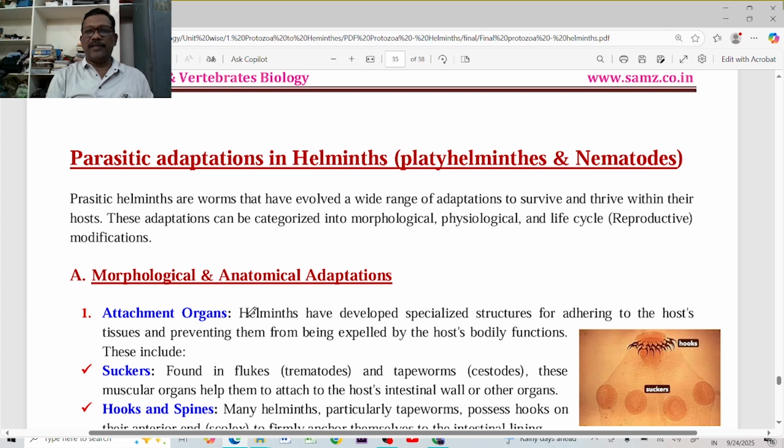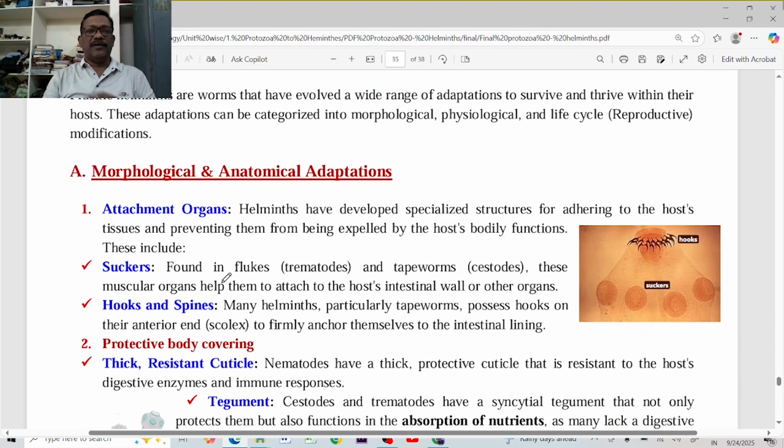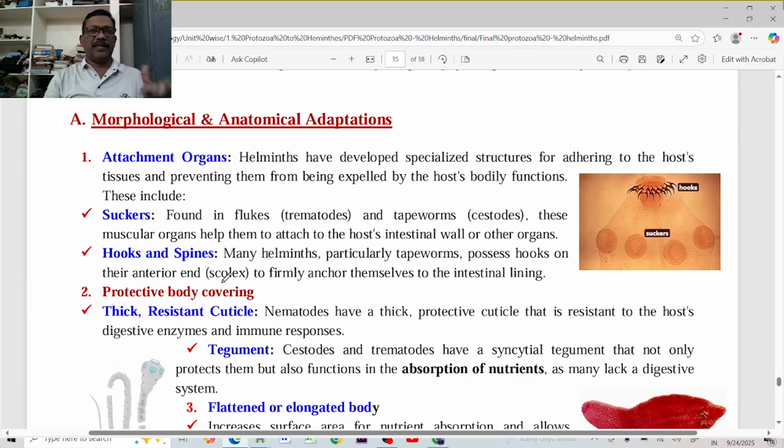Inside the host body, the enzymatic reactions are the enemies of these parasites. To escape from the enzymatic reactions, they have to adapt with special types of development in nematodes also. So, what are the parasitic adaptations in the platyhelminthes and nematohelminthes is our main discussion here. The adaptations are divided into 2 or 3 categories.